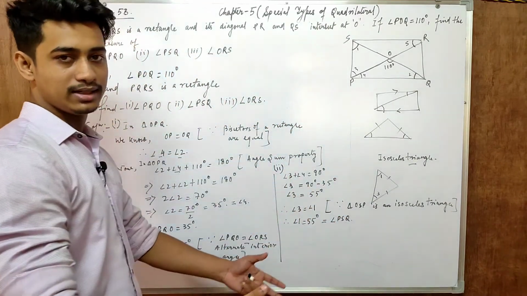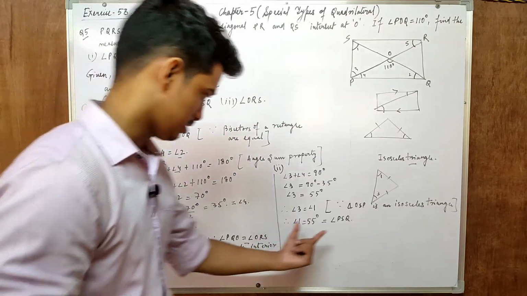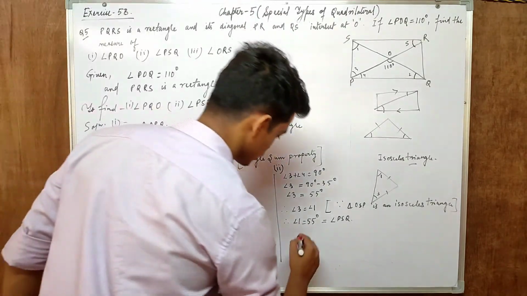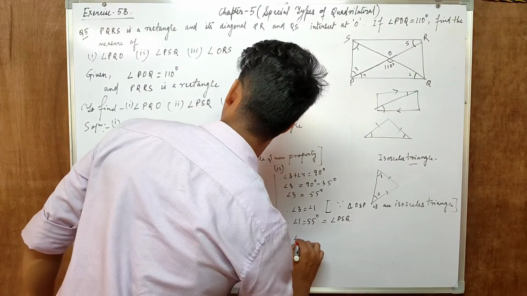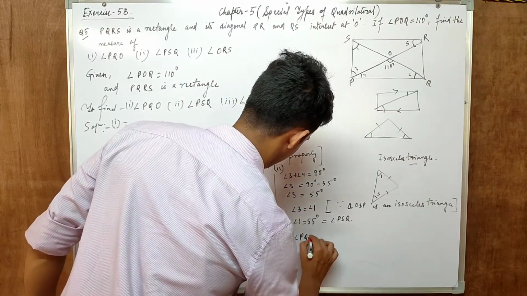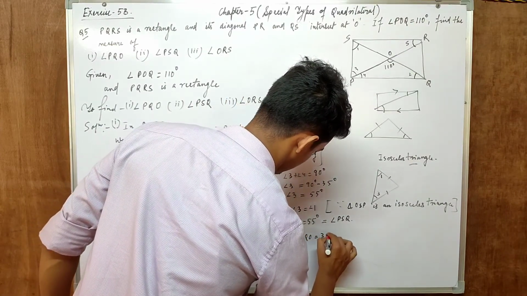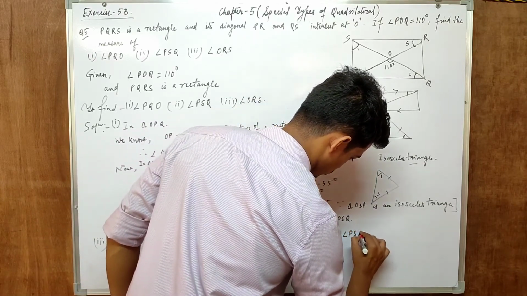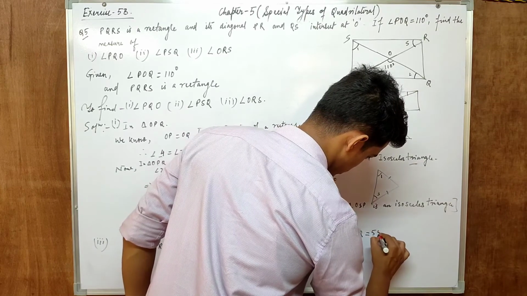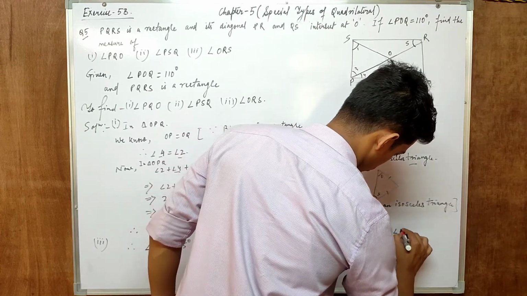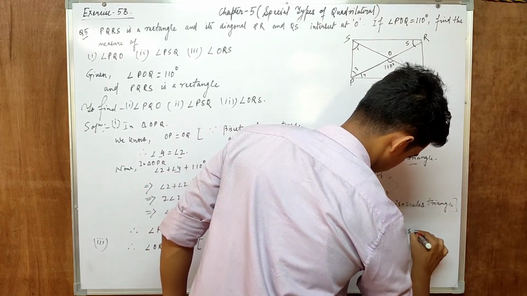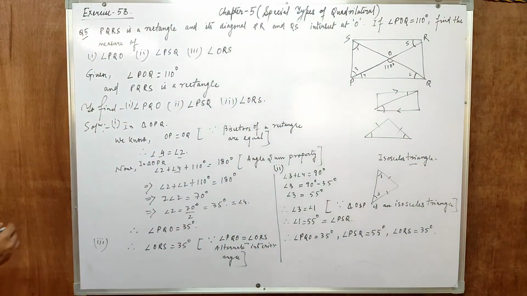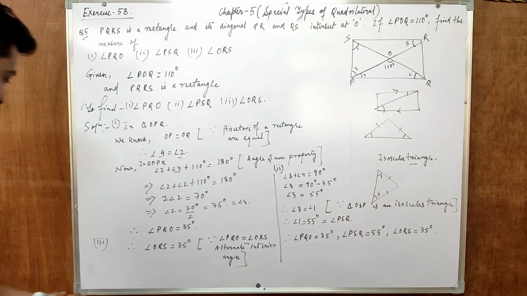So write down in the note, in the last part, the measurement of all the three angles. Therefore angle PQO equal to 35 degree, PSQ equal to 55 degree, and ORS equal to 35 degree. So that's about question number 5, and that is the last question of today's session.